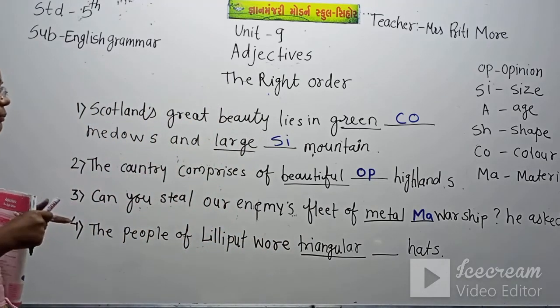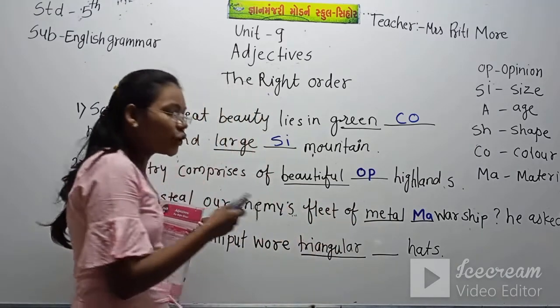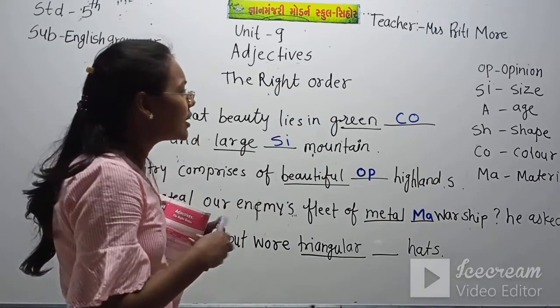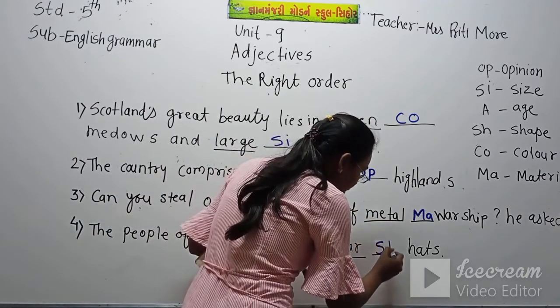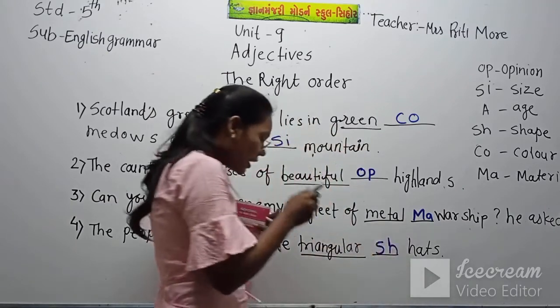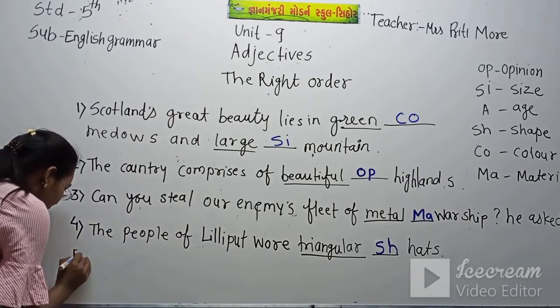The people of Lilliput wore triangular blank space hats. This triangular is shape. So for shape we write SH. For shape we write SH. Now the fifth one I am writing here.